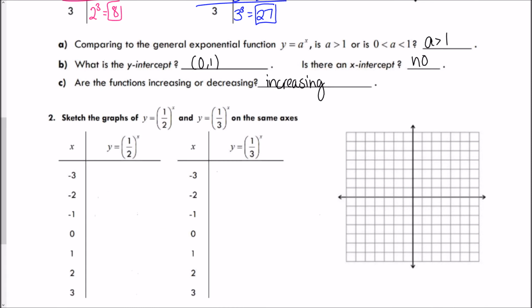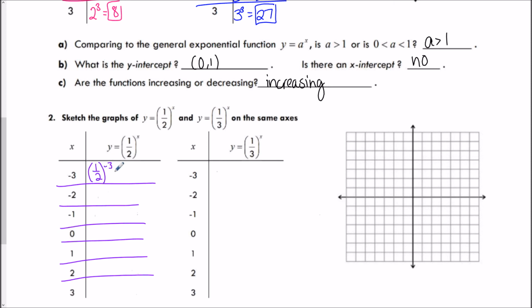So for number 2, we've got y equals (1/2) to the power of x and (1/3) to the power of x. So we're going to do this one again, same idea, but we just need to be careful about the fact that we have fractions here. So here I'm going to do (1/2) to the power of -3, but that -3 tells me to flip this 1/2, so it becomes 2/1, or just 2 to the power of 3, which is 8.